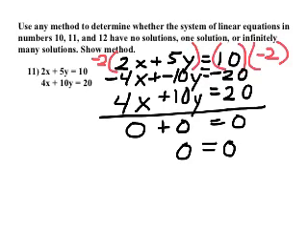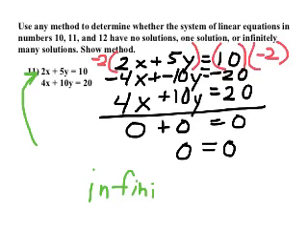If we look back up here, that's why I wanted you to look at it. You notice if you multiply the top one by 2, you'll get exactly the same equation that the bottom one is. Or if you divide the bottom one by 2, you'll get the top equation. Okay, so infinitely many.